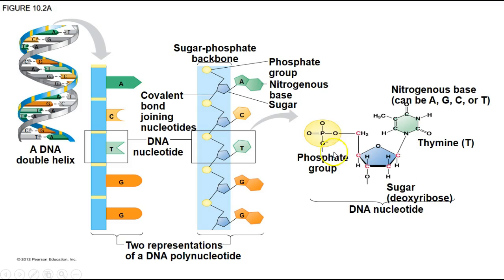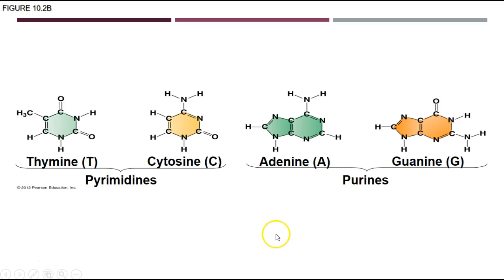That shows you how they're connected, and then the phosphates are going to connect one sugar to the next in the chain as it shows here in the middle diagram. These are the 4 nitrogen bases: thymine, cytosine, adenine, and guanine.